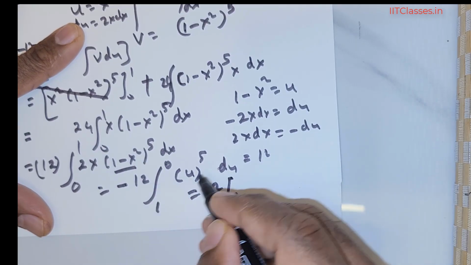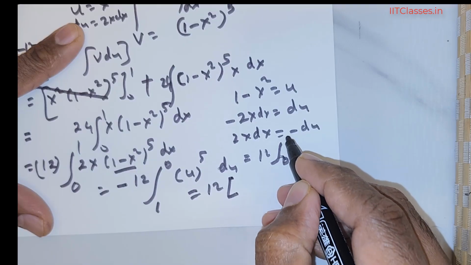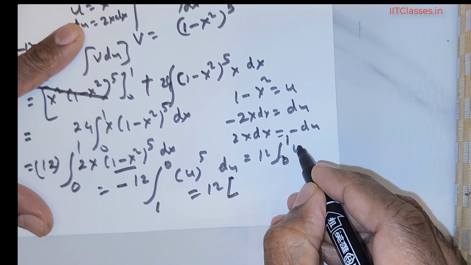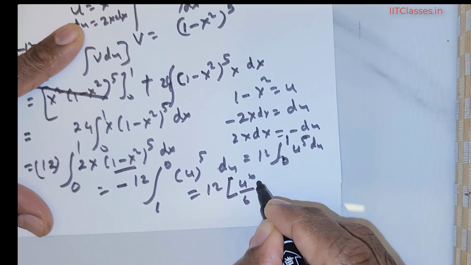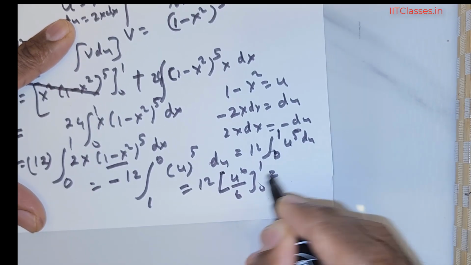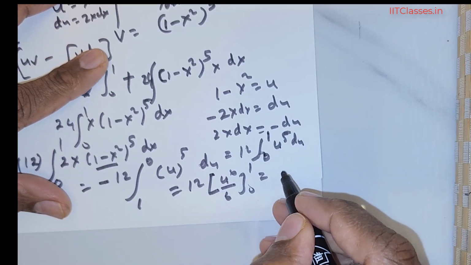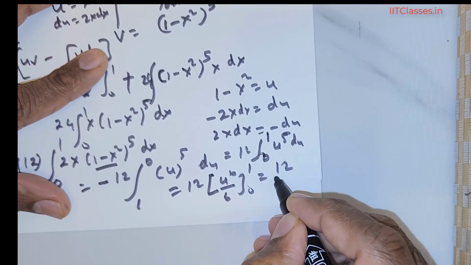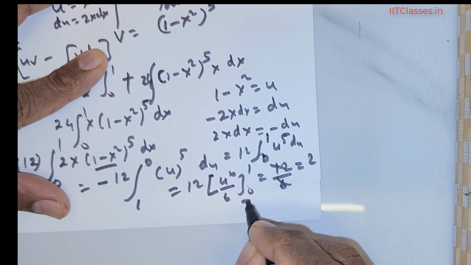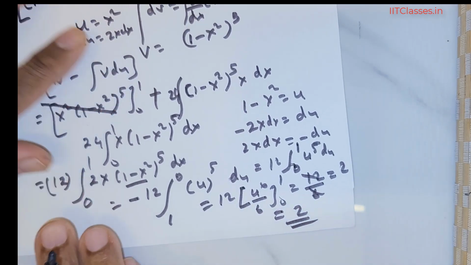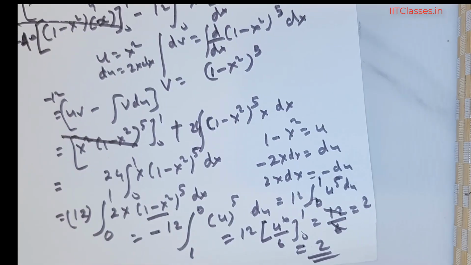This is nothing but 12 times integral 0 to 1. The negative sign will be lost. u raised to the power of 5 du. So this is u raised to the power of 6 divided by 6. The limits are 0 to 1. I substitute the upper limit, lower limit will be 0. So 12 over 6, which is nothing but 6 divides 12 2 times. So 2 will be the ultimate value for this question.